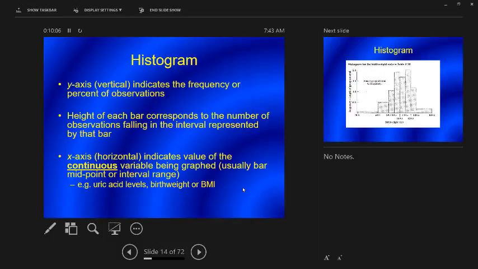And then the x-axis will be like the categories, like the interval widths, kind of like what we saw in the frequency table. So the height of the bar tells us the frequency, and the x-axis is where the values of the variable that we're actually displaying are. Histograms are used for continuous variables.